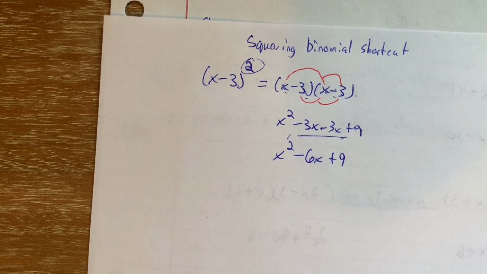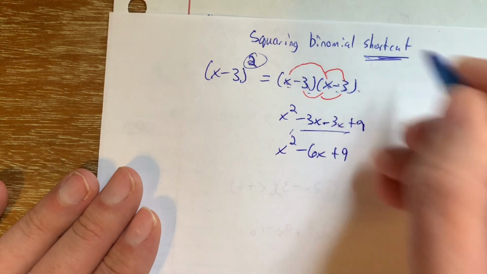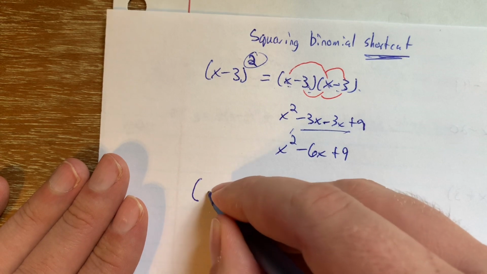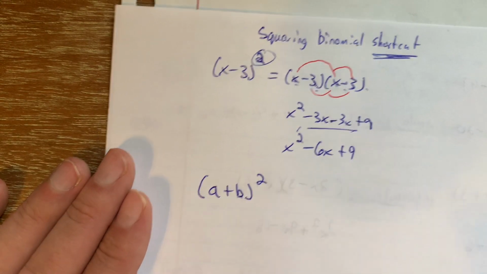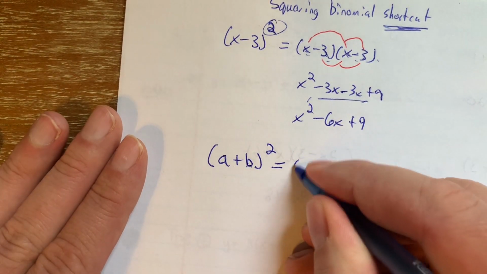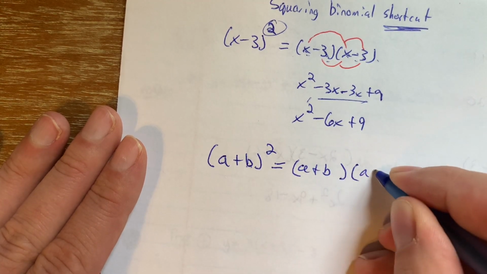You don't want to spend 30 seconds 500 times. That's crazy. That's like 4 hours of squaring binomials. So instead of doing that, we're going to learn a shortcut. And to see how this shortcut works, we're going to do (a + b) squared. We're just going to put variables in to see what will always happen. When we have (a + b) squared, it will always mean (a + b) times (a + b).